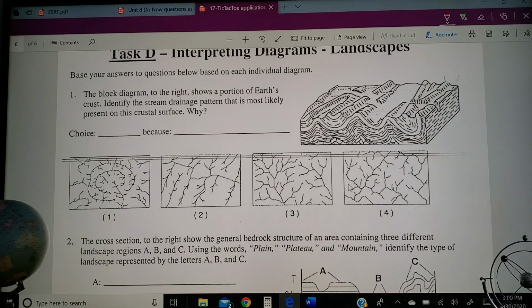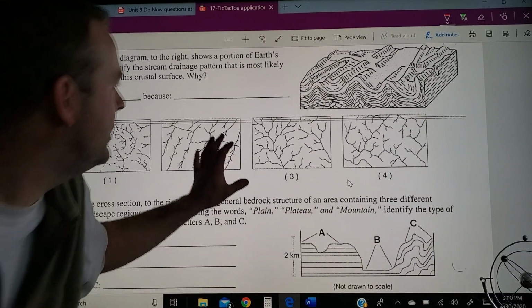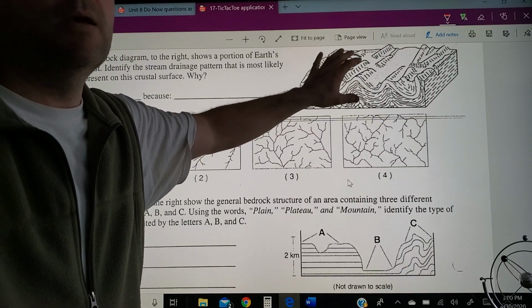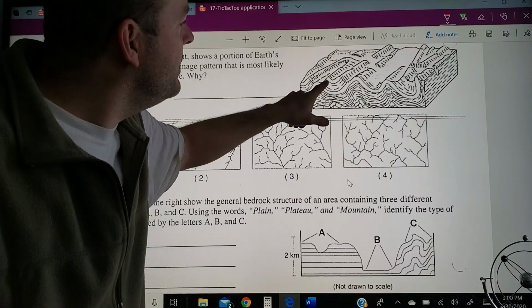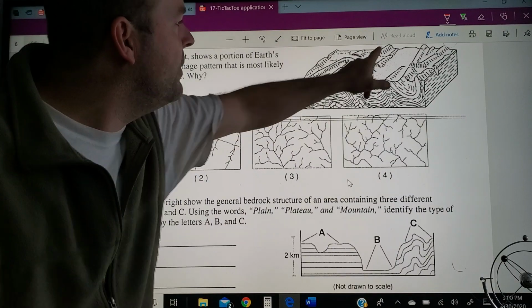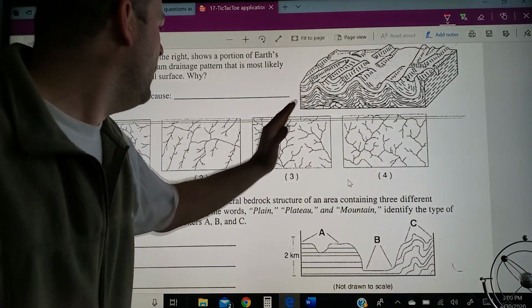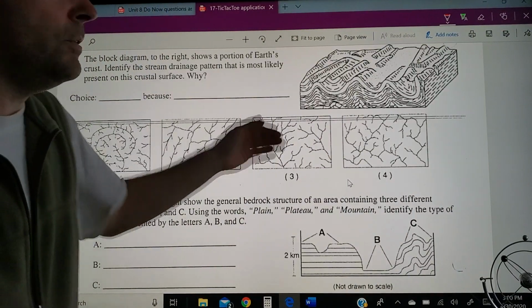For your last one here, it wants you to interpret the landscapes. Which drainage pattern would this happen? So if it rains here, what path would the water take? Well, it looks like you have these lower areas that are linear, right? The water's going to go in those areas. So you're looking for one that's got kind of a linear drainage pattern.